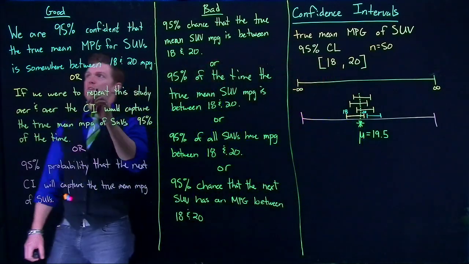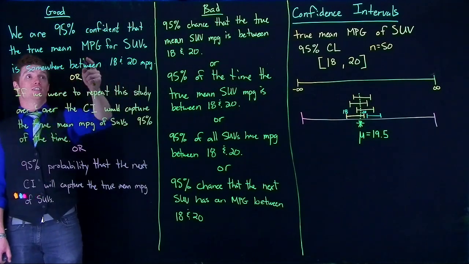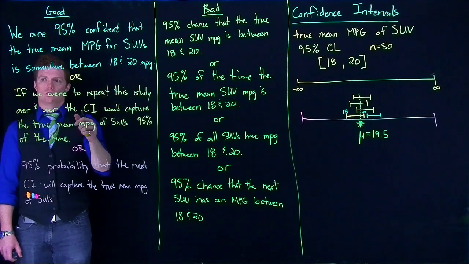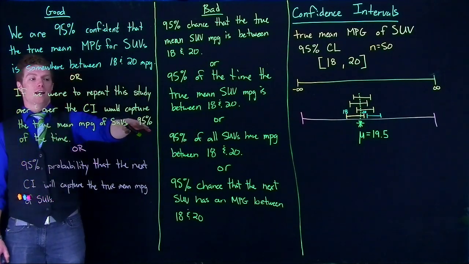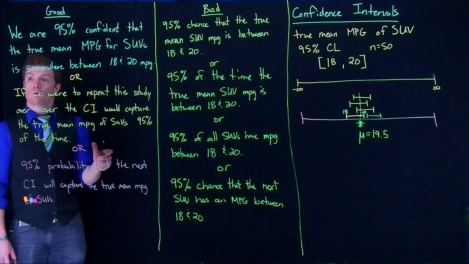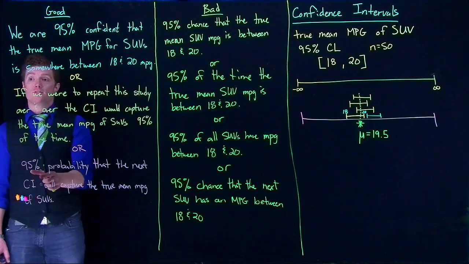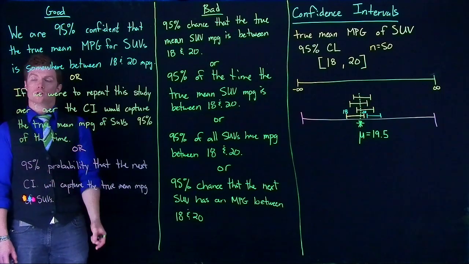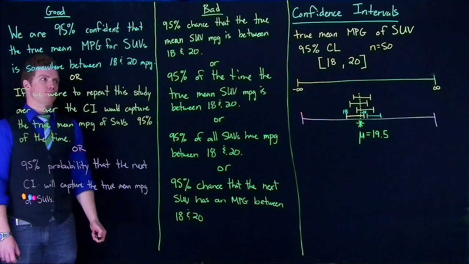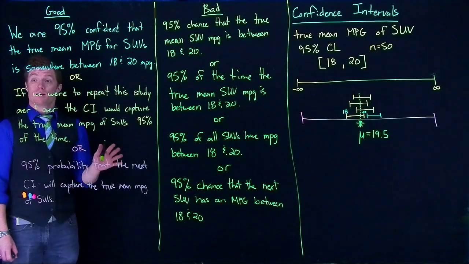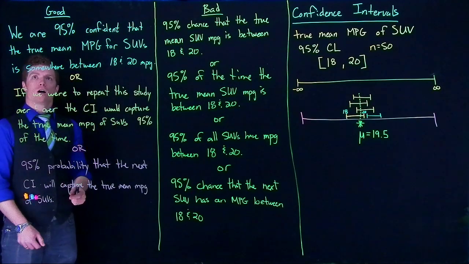So over here, let's look at these good ones again. 95% confident that the true mean MPG of an SUV is somewhere between these two. The key difference here is that we're using this word confident, not chance. It's really important. Next one down, if we were to repeat this study over and over and over again, 95% of the time we're capturing the true population mean. That's another good way to talk about this. Next one down, 95% probability that the next confidence interval, that random part, will capture the true population mean MPG for the SUVs. Okay, it's probably going to take a little bit of time looking at this, but it's really important to distinguish how we can correctly talk about our confidence intervals.